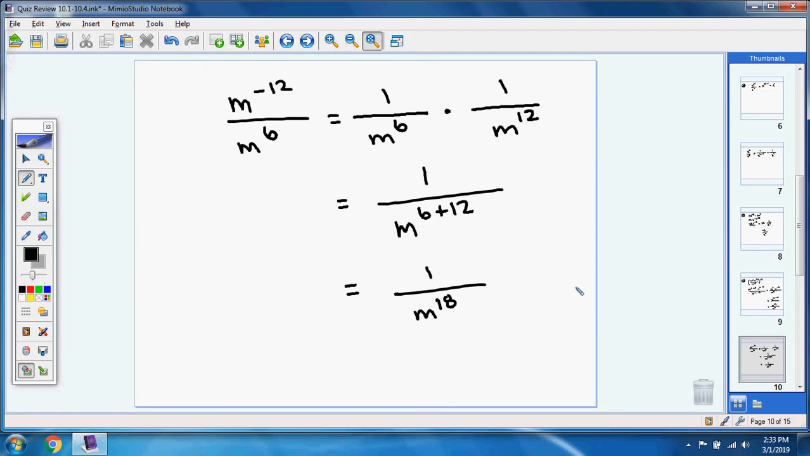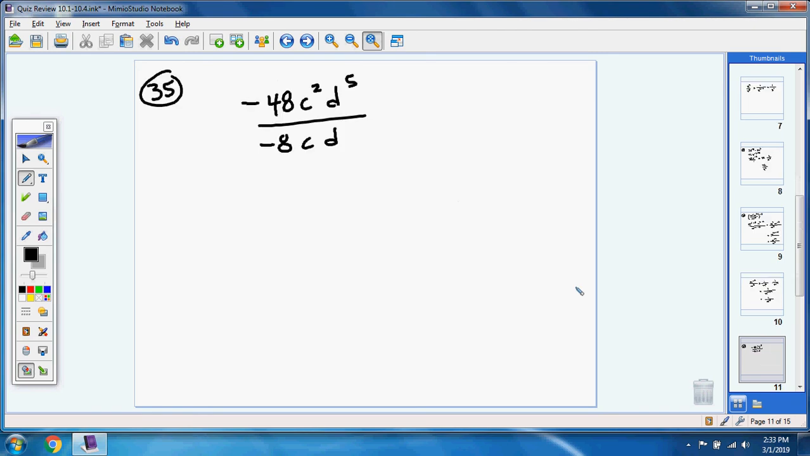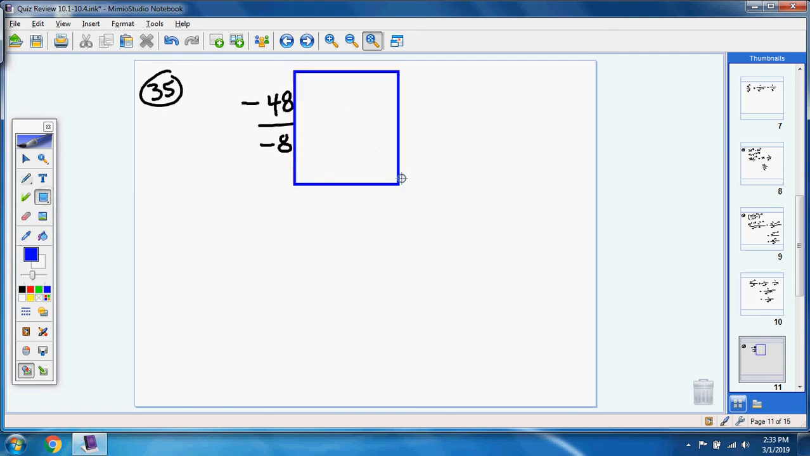Again, a lot of steps involved there. A lot of the rules. All right, let's try the same thing on, well, actually 35 is probably an easier version of that. So what you need to do again is think about the items separately. So if I look at my coefficients, I have a negative divided by a negative, which is a positive. 48 divided by 8 is a 6.